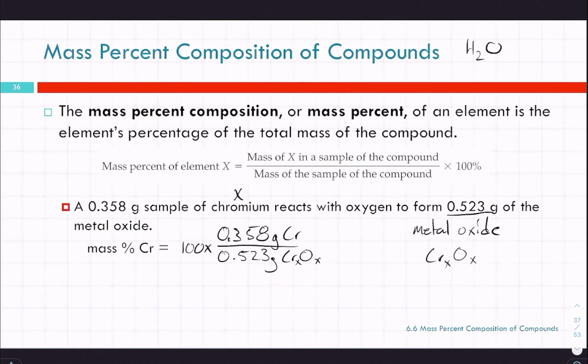And percents are a pretty common thing that we use. And it's always just the portion, or the piece, divided by the whole. That will give you the percent of something. It's like the piece of the pie. So 0.358 divided by 0.523. And then we multiply by 100. And we'll get our mass of chromium is equal to 68.5%. And you would write this as chromium by mass.